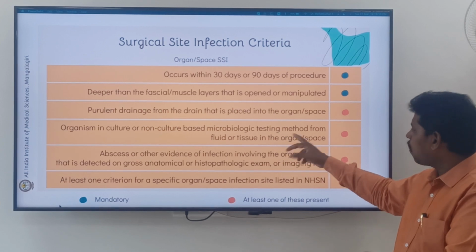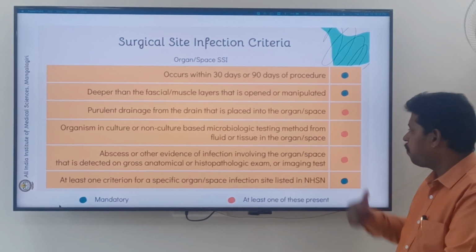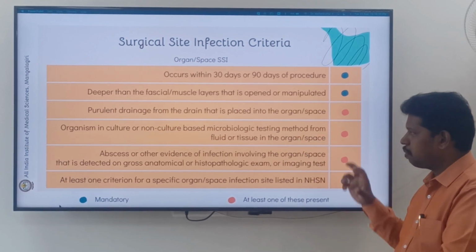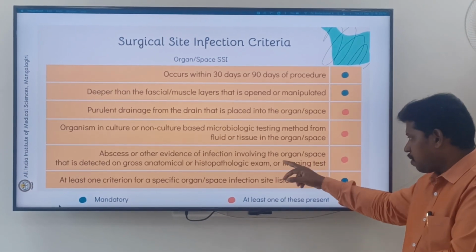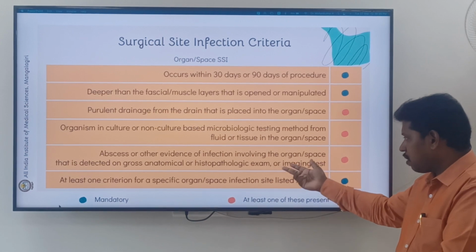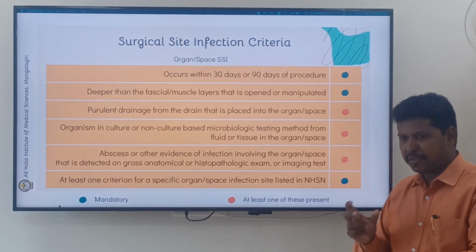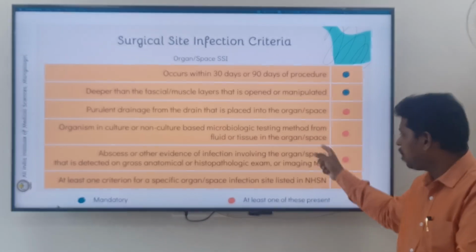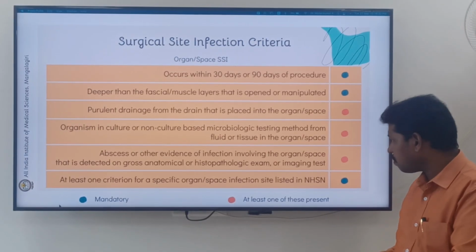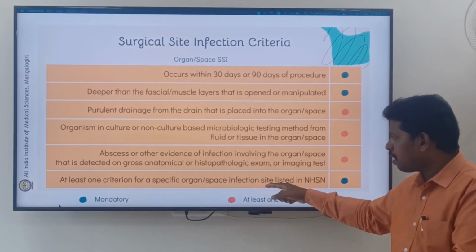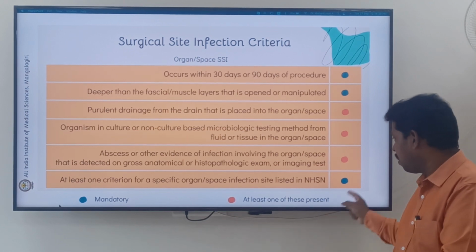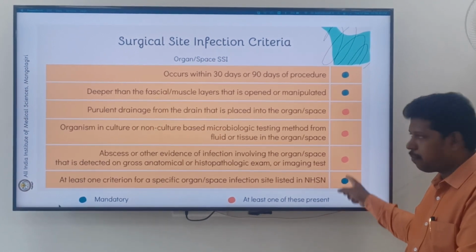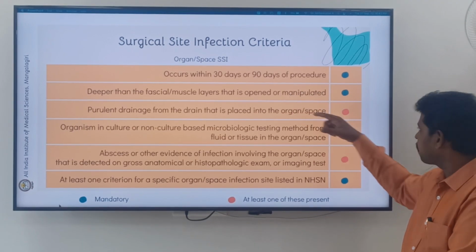Organism in culture or non-culture based microbiological testing method for fluid or tissue in the organ space. So organisms are identified from the specimen. Abscess or evidence again by gross anatomical, histopathological or imaging testing. Abscess or evidence of infection is documented from the organ or space, and at least one criterion for the specific organ or space infection site listed in the NHSN. So this is the extra point for organ or space infection.